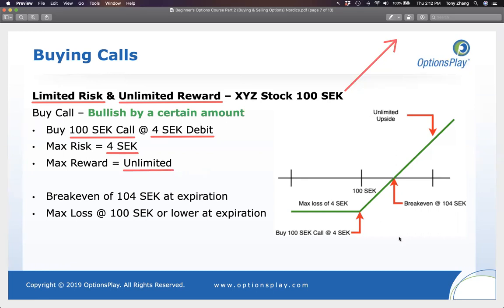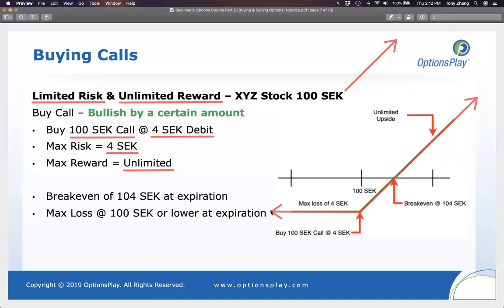You guys remember this P&L chart that we looked at last week? We actually constructed this ourselves. We actually walked through the steps of how to construct one, which basically showed you that as the stock went higher and higher, the call buyer is able to make more and more money. And if the stock goes in the opposite direction they expect it to, the most they will lose is the 4 crowns that they paid for that call option.